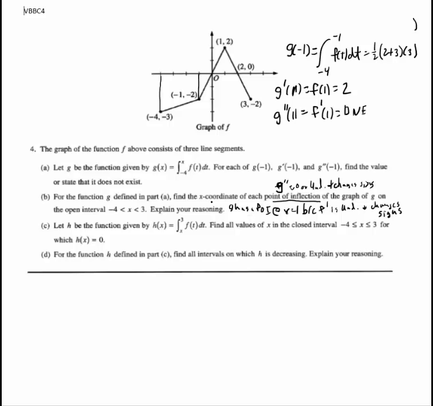All right, for part C, now I have a function h. It's defined again as an integral, so h of x is equal to the integral from x to 3 of f of t dt. Well, what's different about this integral than this integral here? And I'll give you a second to think about that.